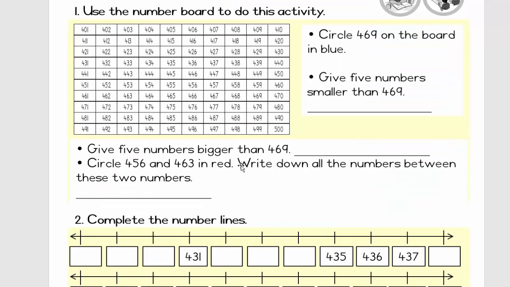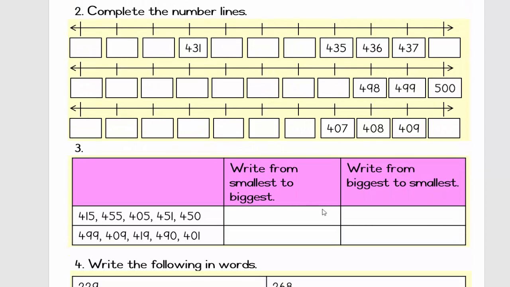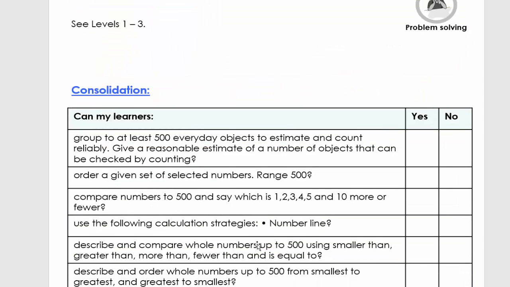Then we're going to go to our worksheet. Now, our worksheet, we got a board here, and you're going to answer the questions. You're going to complete the number lines. Here are activities where you're going to write it from the smallest to the biggest and biggest to the smallest. Remember, if the space is too small, do it in a writing book. And then the problem solving, we already touched on it. It was where we did levels 1 to 3.